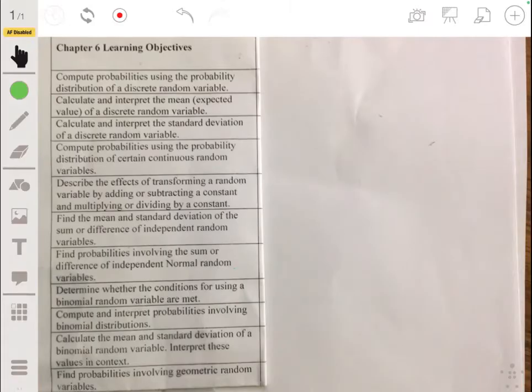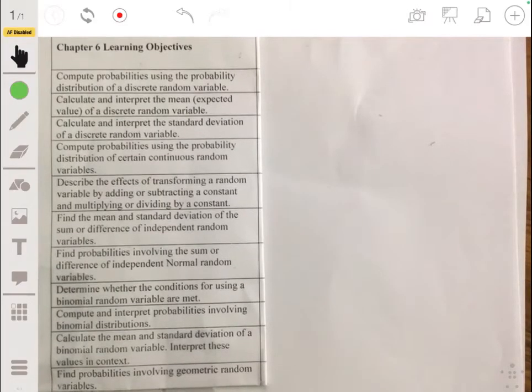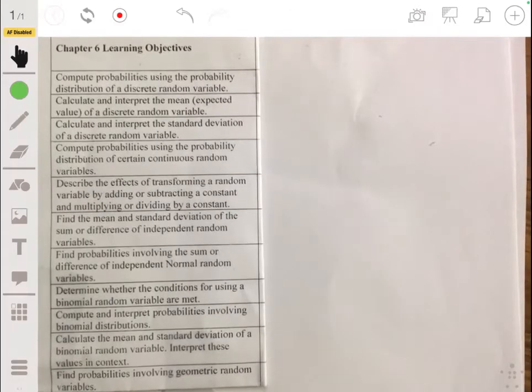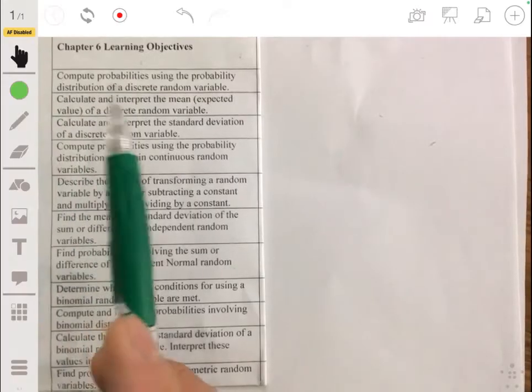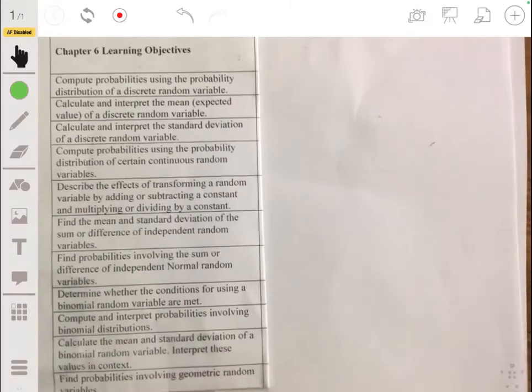So take a minute and pause the video and write these down so you can use this as a reference study sheet when you're cramming or preparing last minute for that final or test. So let's get going. The first thing we're gonna have to be able to do is compute probabilities using the probability distribution of a discrete random variable.